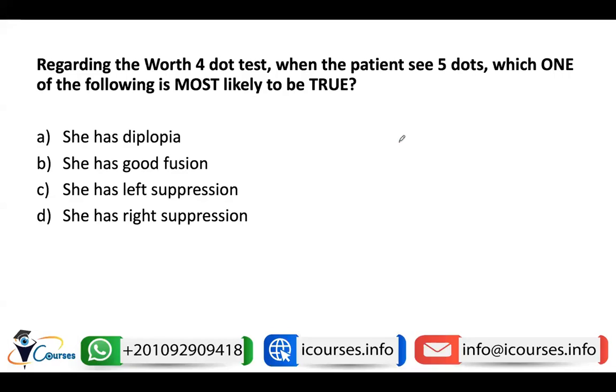Exactly, Dr. Joan. And that's right, Dr. Sadia, this is correct. If a patient tested by the Worth four dot test sees 5 dots, this means that his right eye can see 2 dots and his left eye sees 3 dots, and this patient has diplopia. Not good fusion and not suppression of the left eye, as left eye suppression will result in seeing 2 dots. Right eye suppression will mean that he can see 3 dots.